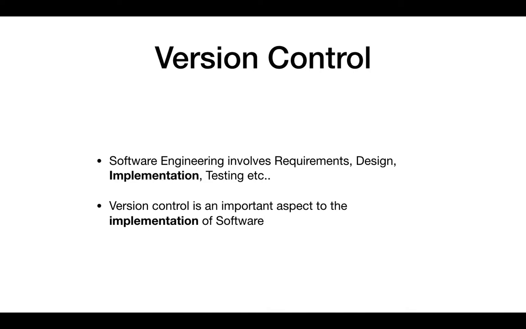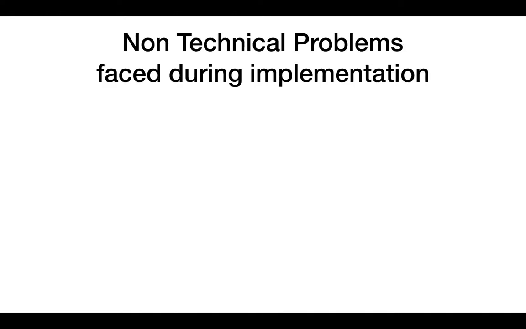So the software engineering process is defined in many ways. The definition I'm going to go with here is, we've got the requirements phase, the design phase, implementation, testing, etc. And version control falls under the implementation aspect of software. So along with writing our code, we're going to be using a version control tool to assist us in running our code. So what are some problems we're trying to solve when we're using version control?